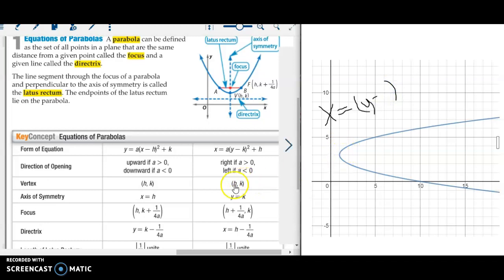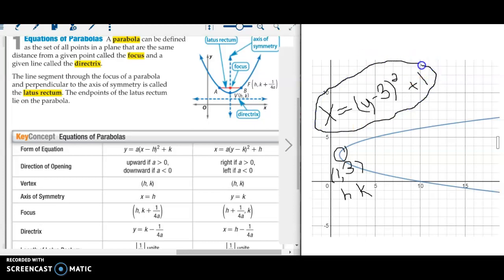Okay, so let's define where the vertex is. The vertex is still at hk, and it looks like the vertex is at 1 and what, 3? Okay, so if the vertex is at hk, that means 3 is the k value. So it should be y minus 3. And then you're still going to square that plus the h value, and the h value is 1. And again, I'm getting all of that based on the formula that it tells me right over here.